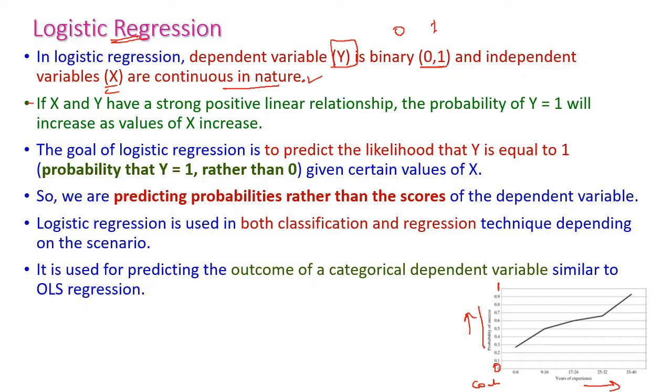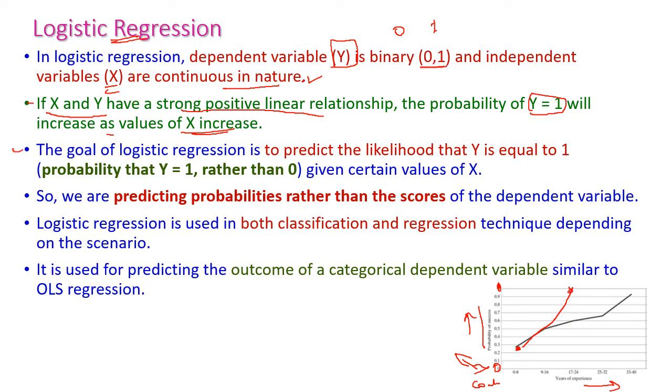Here, if x and y have a strong positive linear relationship, that is, x and y are strongly related to each other, then the probability of y reaching 1 increases if the value of x increases. So if the x value is increased, then the probability of y equal to 1 will also be increased.